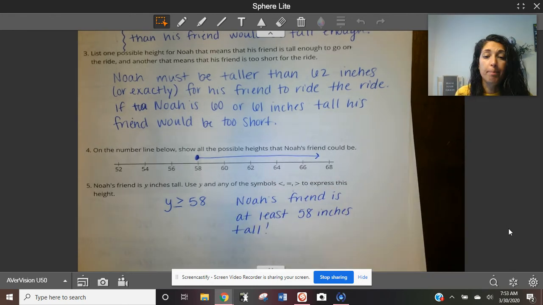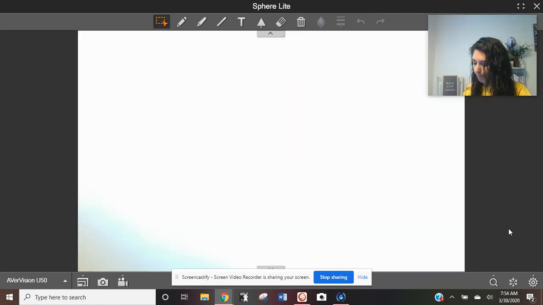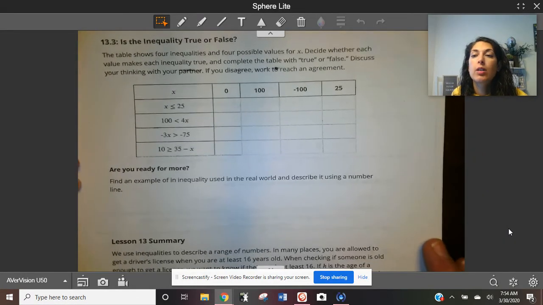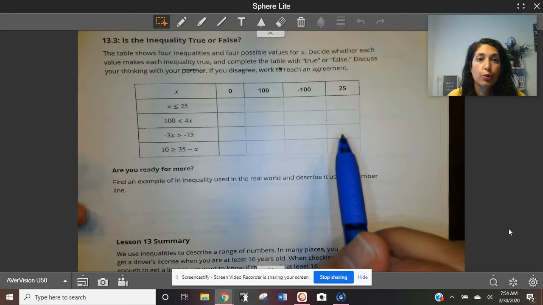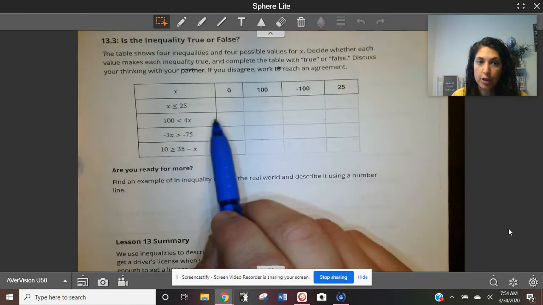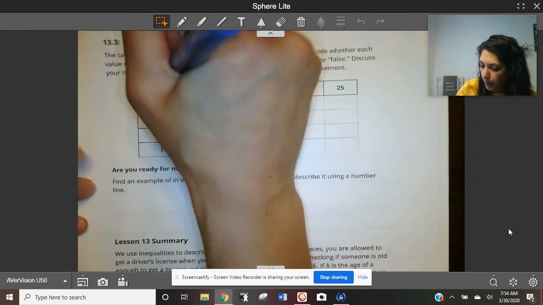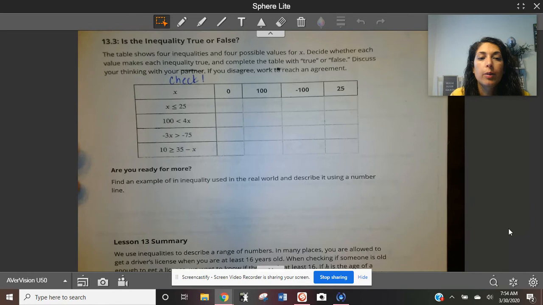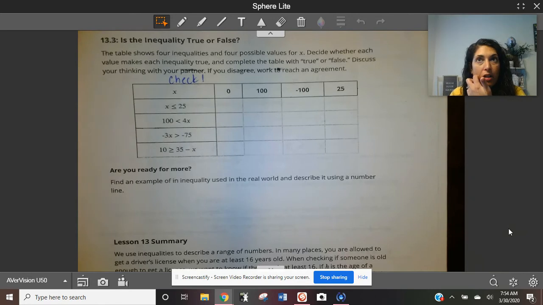Okay? All right. One more little table and then we'll be done for the day. The next thing that I want to talk about is a true or false table. Essentially, all I'm going to have you do is use substitution. This is basically like a check. When we did a check for solving equations, we just substituted in, right?